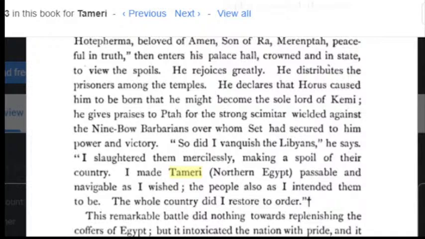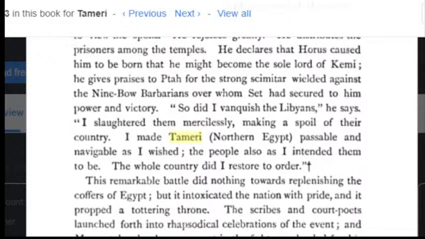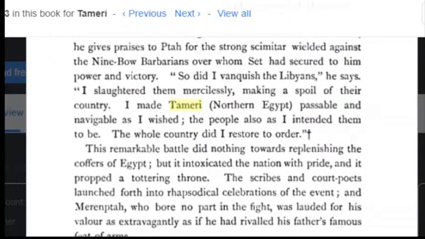And they really thought there was some guys for real. He said he gives praise to this guy for a strong scimitar wielded against the Nimbo barbarians, over whom Set had secured to him power and victory. So did I vanquish the Libyans. He says, I slaughtered them mercilessly, making a spoil of the country. I made Temeri, in quotation, northern Egypt, passable and navigable as I wished.